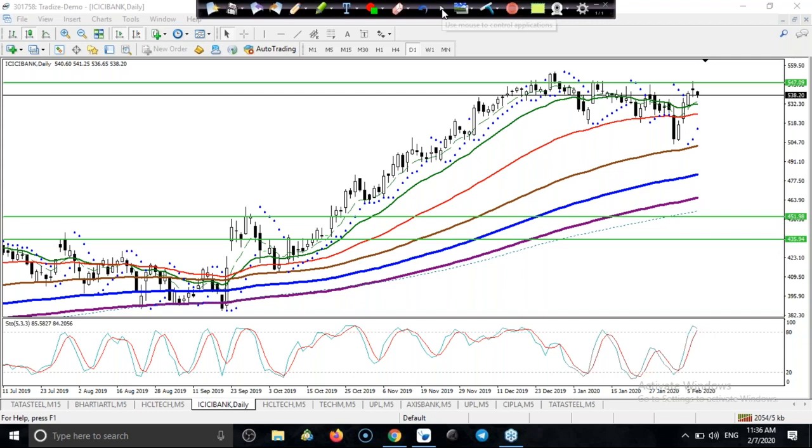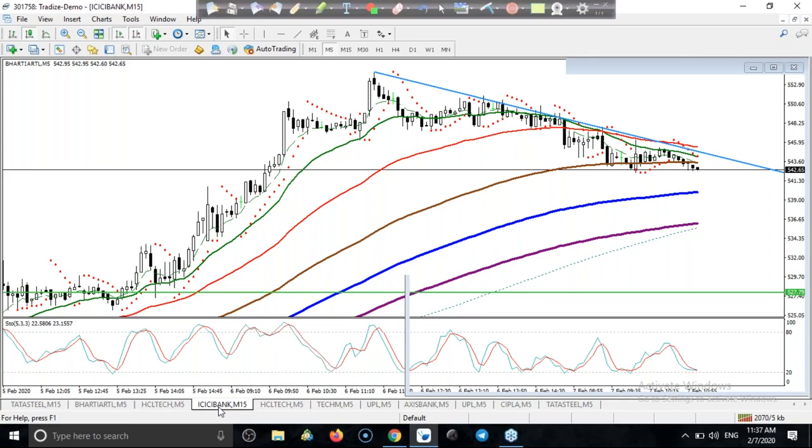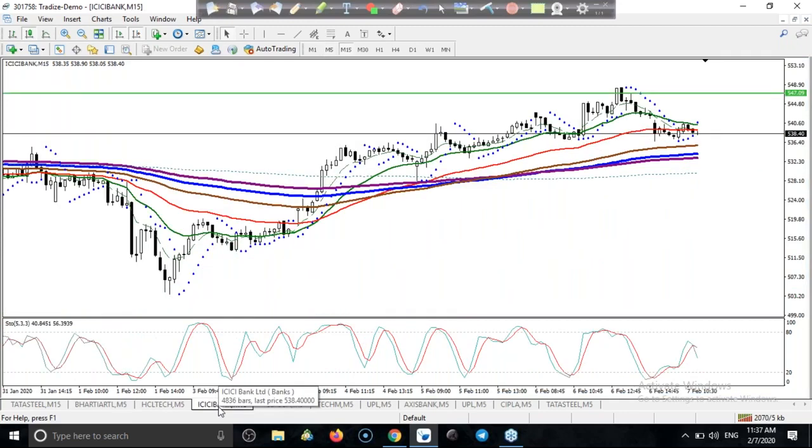So we have already seen stocks we are buying. Once they appear in this type of pattern according to our entry rules, definitely we will enter. But ICICI Bank is just at the line, so I'm not interested in taking a buy.